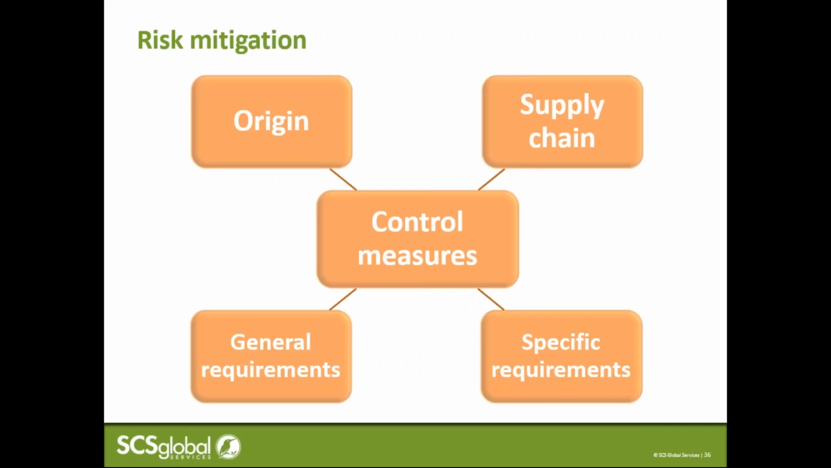We mentioned earlier that risk mitigation is achieved through control measures. Similar to the risk assessment requirements, control measures are applicable at both the origin level and the supply chain level. As a reminder, at the origin level, any designation other than low risk merits the implementation of control measures. At the supply chain level, any risk at all merits the implementation of control measures. Also note that the standard identifies both general requirements and specific requirements for the implementation of control measures.